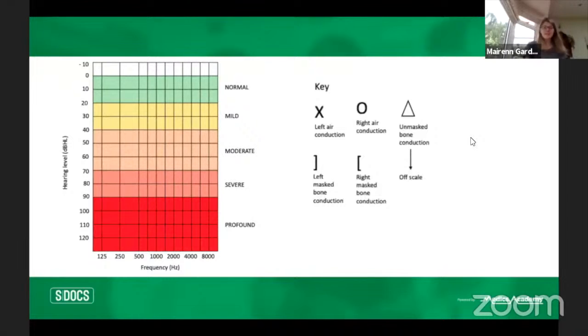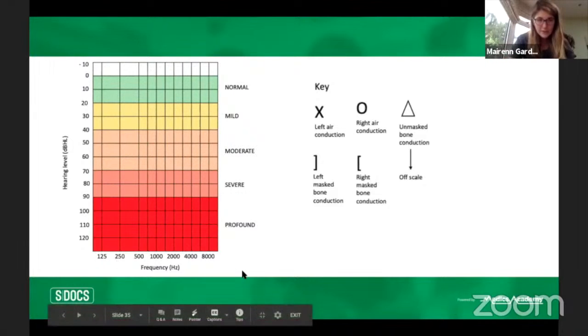So I've created here, along the left-hand side, if you can see my arrow, is the hearing level in decibels. So this is the intensity of their hearing, and along here is frequencies. So this is what frequencies they can hear.